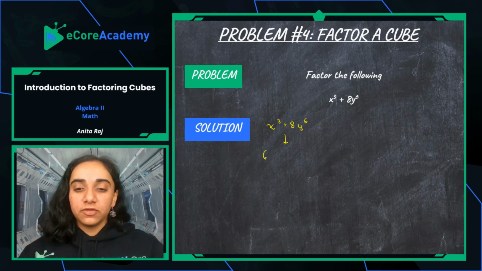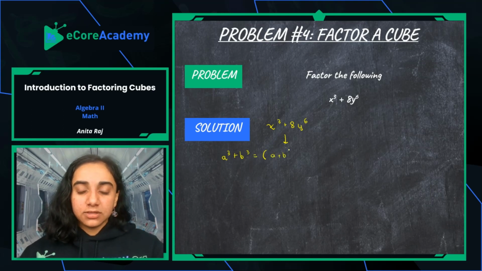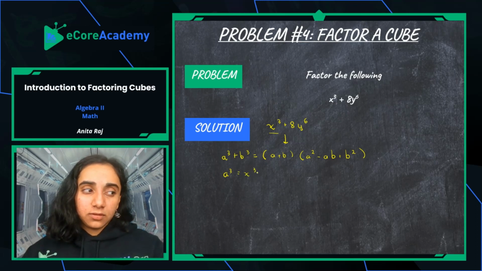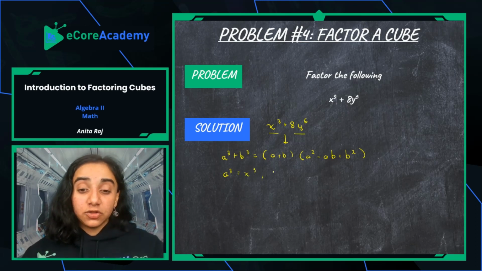So I'm going to write the formula for that. a cubed plus b cubed is equal to a plus b times a squared, remember the minus sign because this is the sum of cubes, a times b, plus b squared. Okay, so this is the formula we're going to be working with. a cubed in this situation is equal to x cubed, and 8y to the 6th power is b cubed.